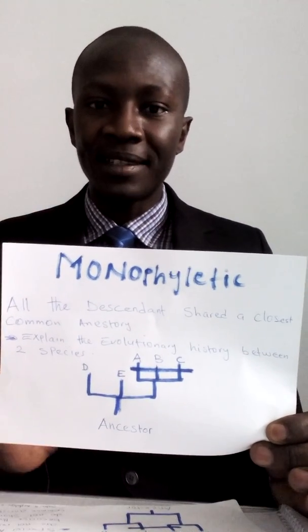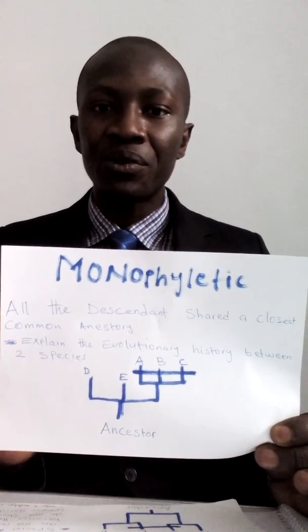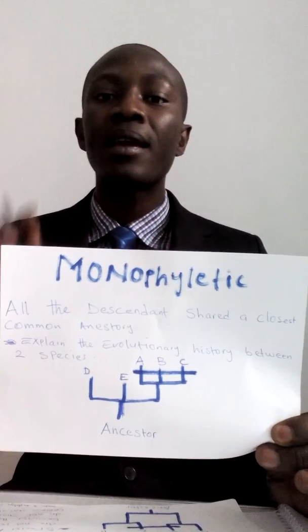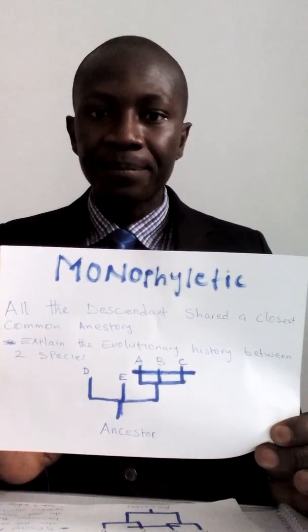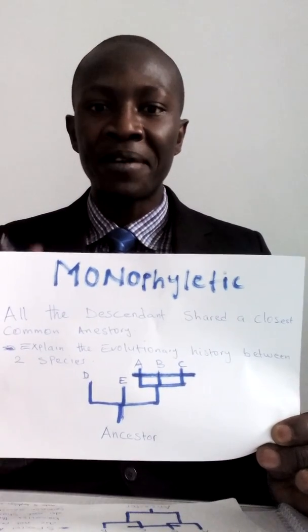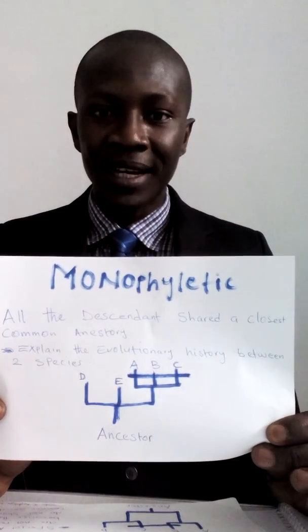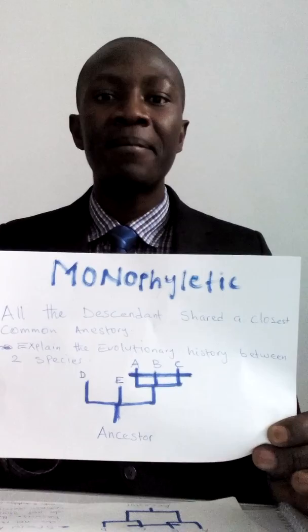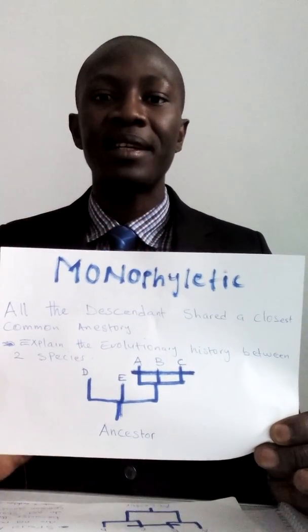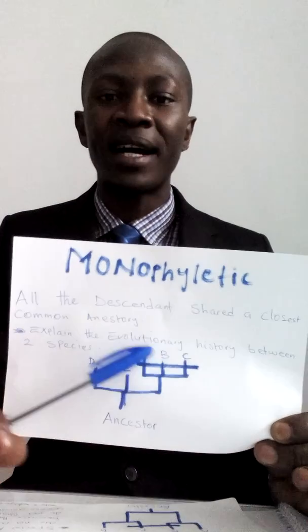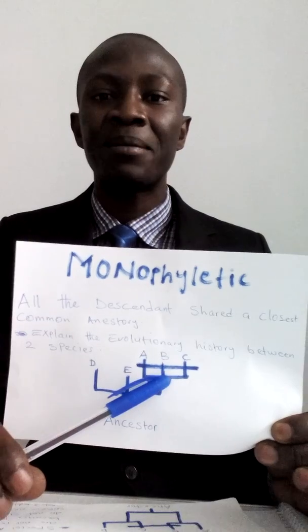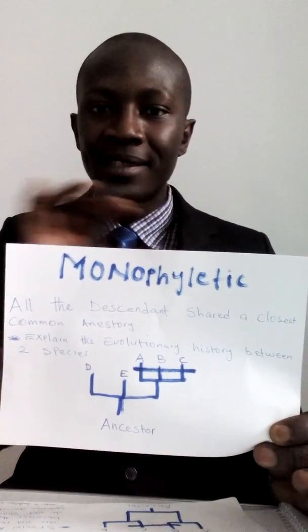Now, we have to understand this: in finding the evolutionary history or the common ancestry between species, if the phylogenetic tree shows a monophyletic group, it tells us that those species came from a closest common ancestry. They came from the same origin. So 1, 2, and 3 came from the same origin here as their common ancestry. Monophyletic groups: all the descendants must have come from the same common ancestry. If they share the closest common ancestry, it is a monophyletic group.